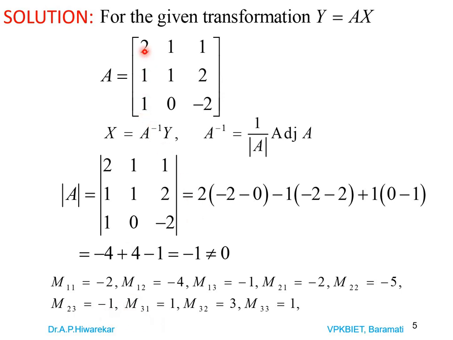M31 will be 2 minus 1, which is 1. M32 will be plus 4 minus 1, which is 3. And M33 is 2 minus 1, which is 1. So we get the minors of every element Mij.